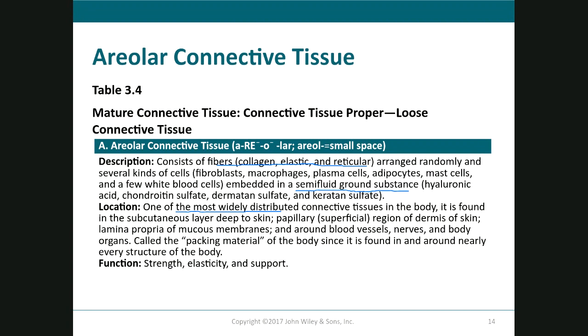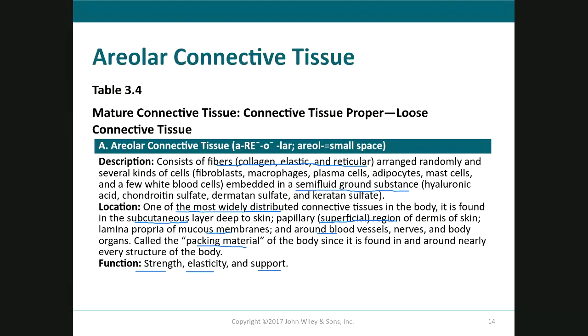Common areas that we'll study in the future are the subcutaneous layer underneath the skin and the papillary superficial region of the dermis. It's going to be around mucous membranes, blood vessels, and nerves. So we call this the packing material because it's all over. The function of areolar is strength, elasticity, and support.